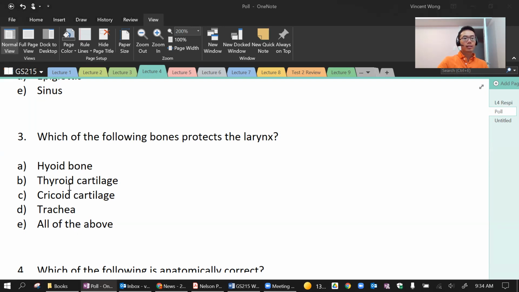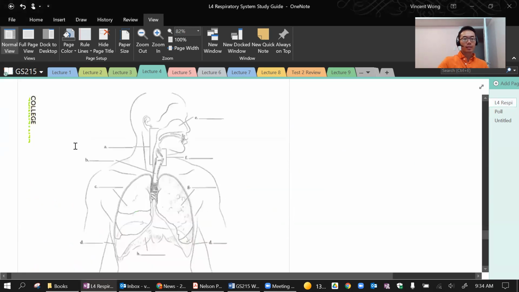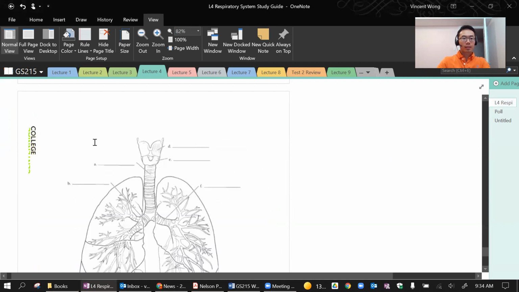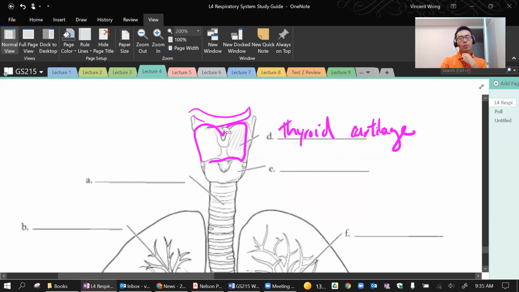The correct answer is the thyroid cartilage. Let me see if I have a picture of that. Right here. So this is the thyroid cartilage, the one that you feel when you put your hand on the throat. It's already labeled in the lecture recording. And then this is the cricoid cartilage, and the hyoid bone is up here, which you can't really see.